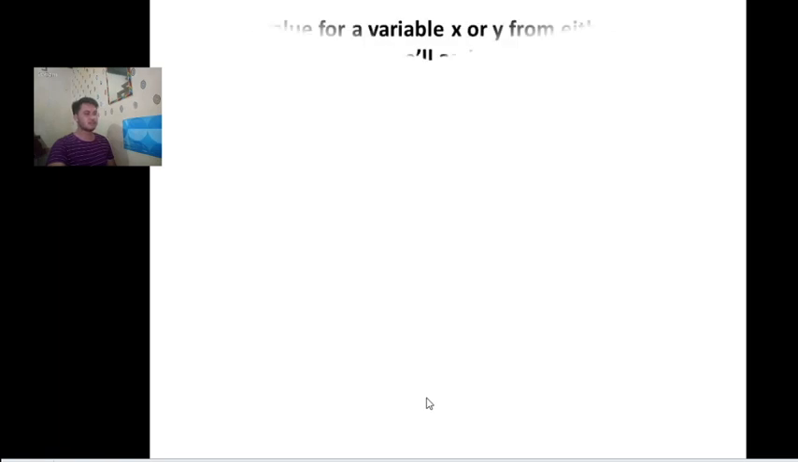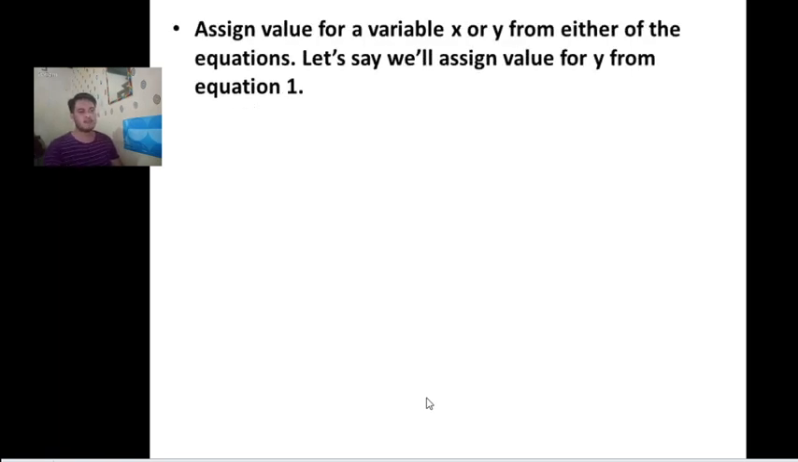Next, assign value for a variable x or y from either of the equations. Let's say we will assign value for y from equation 1. And note, our equation 1 is xy equals 27. And to assign value for y, we will just isolate y. How? By dividing both sides by x. So we have now y equals 27 over x.